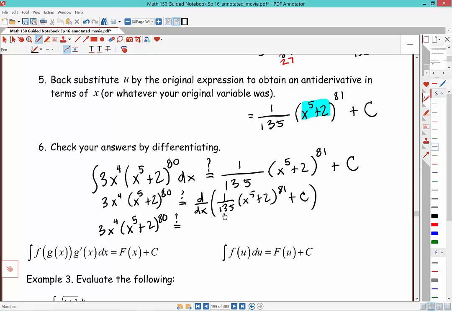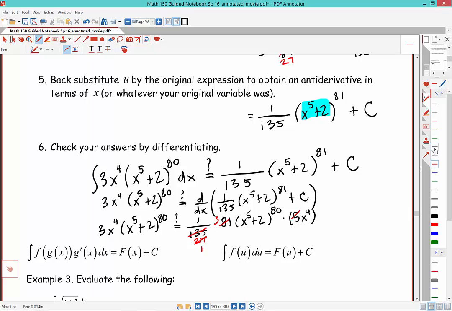So this derivative, remember, we'll get 1 over 135, a constant, right, times 81 times our something to the 80. Our something is x to the 5th plus 2, and then times 5x to the 4th. And the plus c zeroes out. Well, 5 goes into 135 27 times, right? 27 and 81, you'll divide out, I think. Does 9 go into both? Or 27 goes into both. So this would be a 1 and this would be a 3.